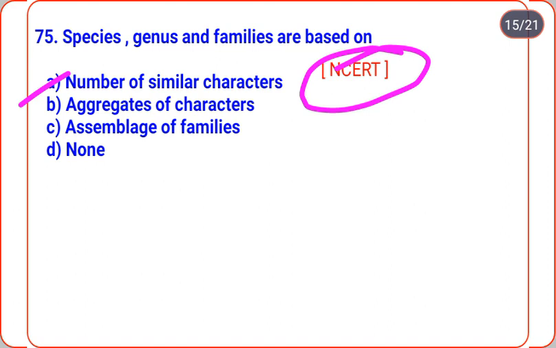If you read the NCERT book very carefully, this type of question will be very easy for you. Species, genus and family are based on number of the similar characters, not aggregate of characters, not assemblies of characters. Three options are very doubtful, so in this question we should remember it very carefully, and this meaning is very important. I repeat, species, genus and families are based on number of similar characters. Apart from species, genus and family, those will be according to the aggregates of the characters and assemblies of family. Okay, remember it.